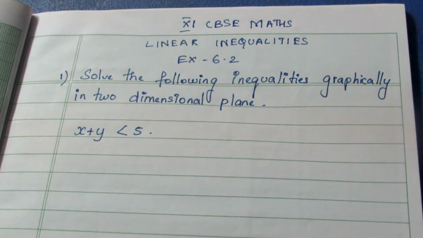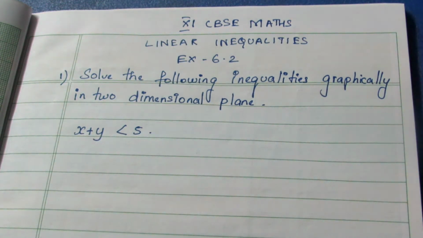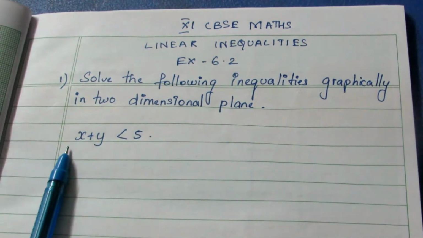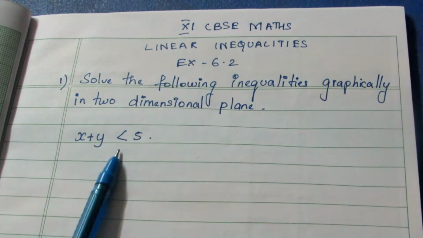Let's see the question. Solve the following inequalities graphically in two-dimensional plane. So we need to solve it on graph paper. The question is x plus y is less than 5.